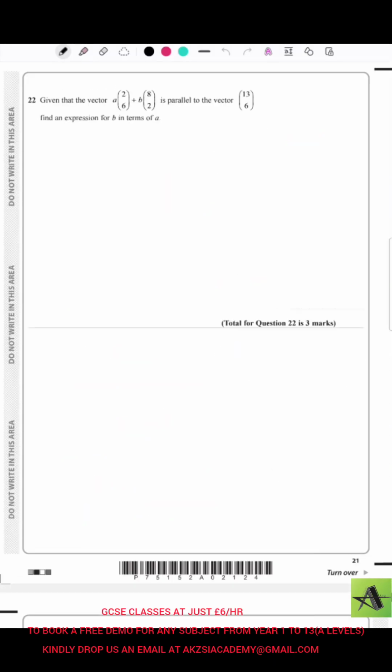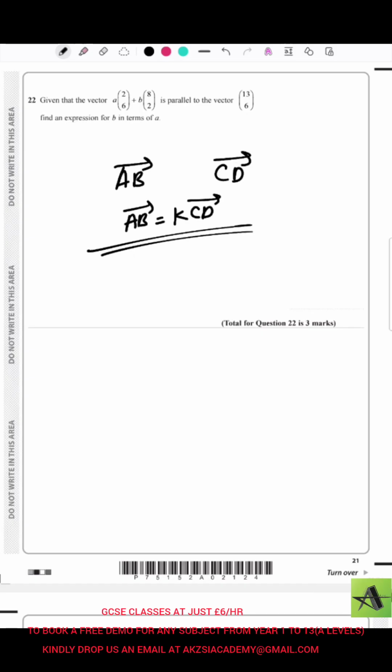It says, given that the vector a times 2, 6 plus b times 8, 2 is parallel to the vector 13, 6, find an expression for b in terms of a. So let me tell you, how can we find that two vectors are parallel if one vector is scalar multiplicative of another? Say if I say for example, vector AB and vector CD are parallel, then vector AB would be equals to k times vector CD. So one vector is a scalar multiplicative of another vector.